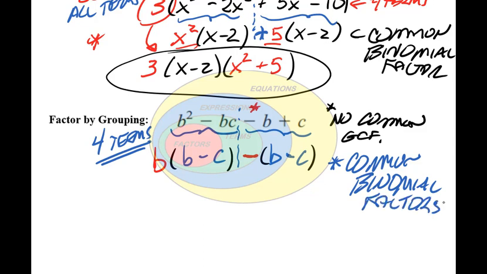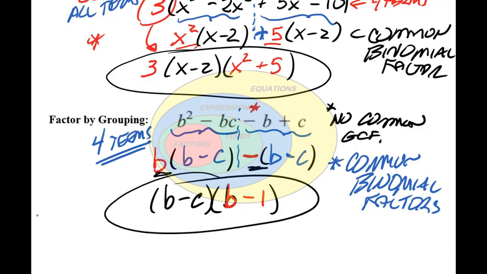So factoring by grouping will work. If I take out that common binomial factor of b minus c, what will I be left with? From the first term, I'll be left with b, and from the other term, I'm left with negative 1. And that's factor by grouping. It's 2 steps: group the terms together and look for binomial factors. If they're common, then you can continue to factor.